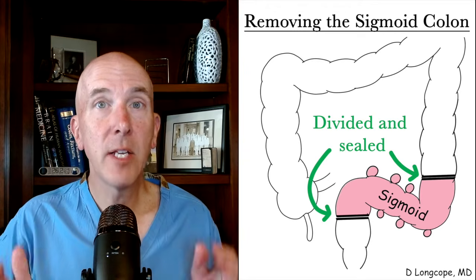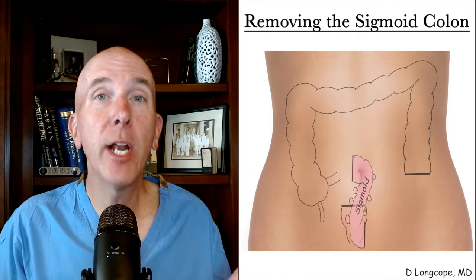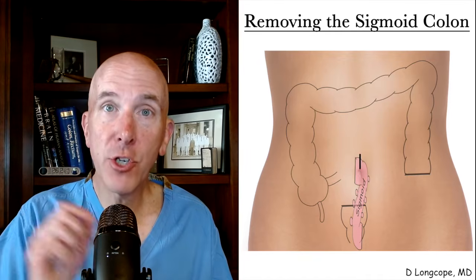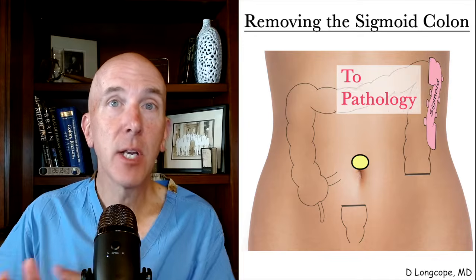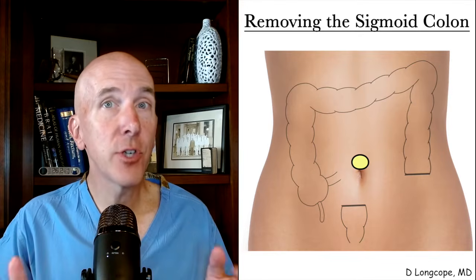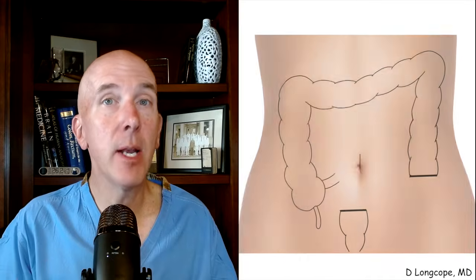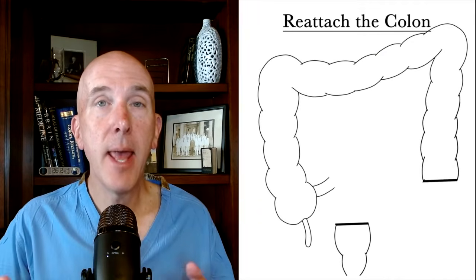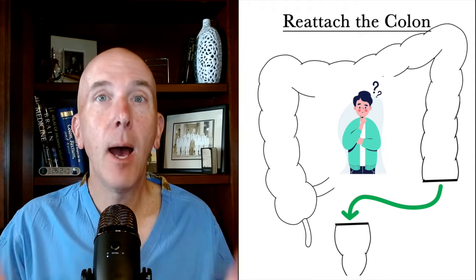So once we've safely divided and sealed that diseased section of colon, we've got to get it out of there. It's no good anymore. So we make a small incision, pull that piece of colon out through that, hand it off the field to the nurse, and they in turn send it to the pathologist. And over the next couple of days, they're going to check it out and make sure there's no other issues with it other than the diverticulitis. Now, we have to get those two healthy ends of bowel back together again. How do we do that?